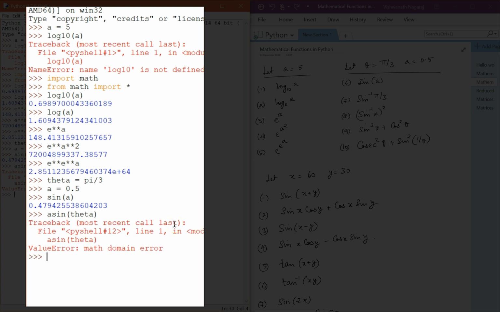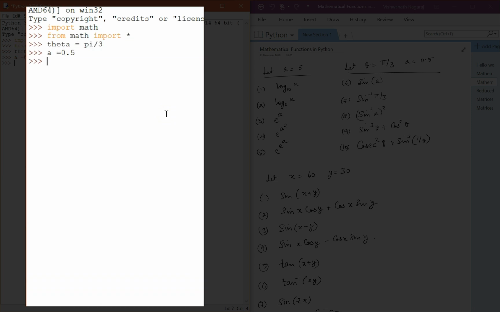What does this mean? It means that the function only accepts an argument within a particular range of values, which in maths we say domain. So instead of saying theta, let's say asin of a. The domain of arc sine is from -1 to 1. Shall we see whether that's true or not? Let's say asin 1 is 1.57. Asin of 1.00001.